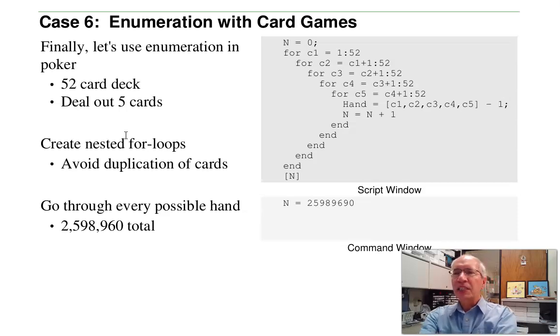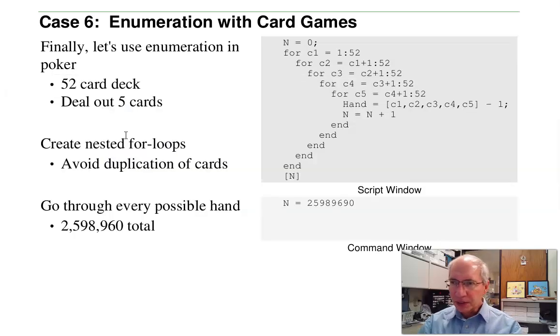Last case we're going to look at is poker. Let's find out what's the probability of getting a full house and 3 of a kind in poker. Now the first thing you need to do is you need to deal out a hand. So this is a little bit different than the dice.